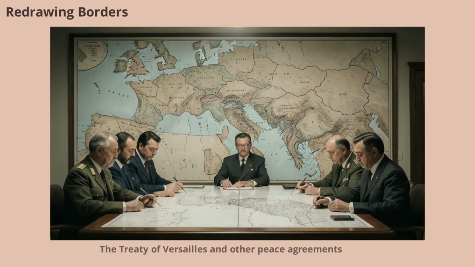The Treaty of Versailles and other peace agreements redrew the borders of Europe and the Middle East. New countries like Poland, Czechoslovakia, and Yugoslavia appeared, while old ones disappeared. In the Middle East, arbitrary borders were drawn by colonial powers, often ignoring ethnic and religious realities. These new borders created tensions and conflicts that still exist today. The world's political map was forever changed.